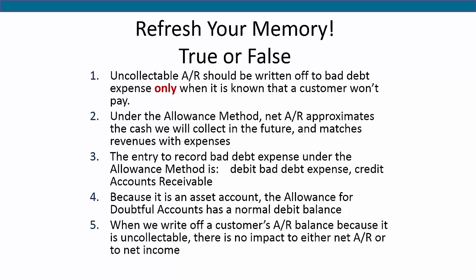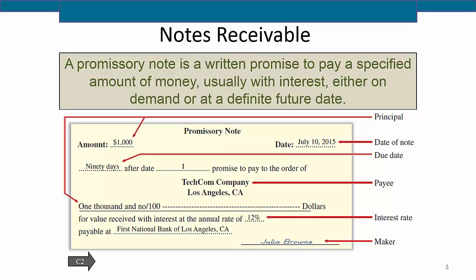And fifth, when we write off a customer's accounts receivable balance because it is uncollectible, there is no impact to either net accounts receivable or to net income. I will post the answers to these particular questions in D2L. Okay, so let's turn our attention to notes receivable.